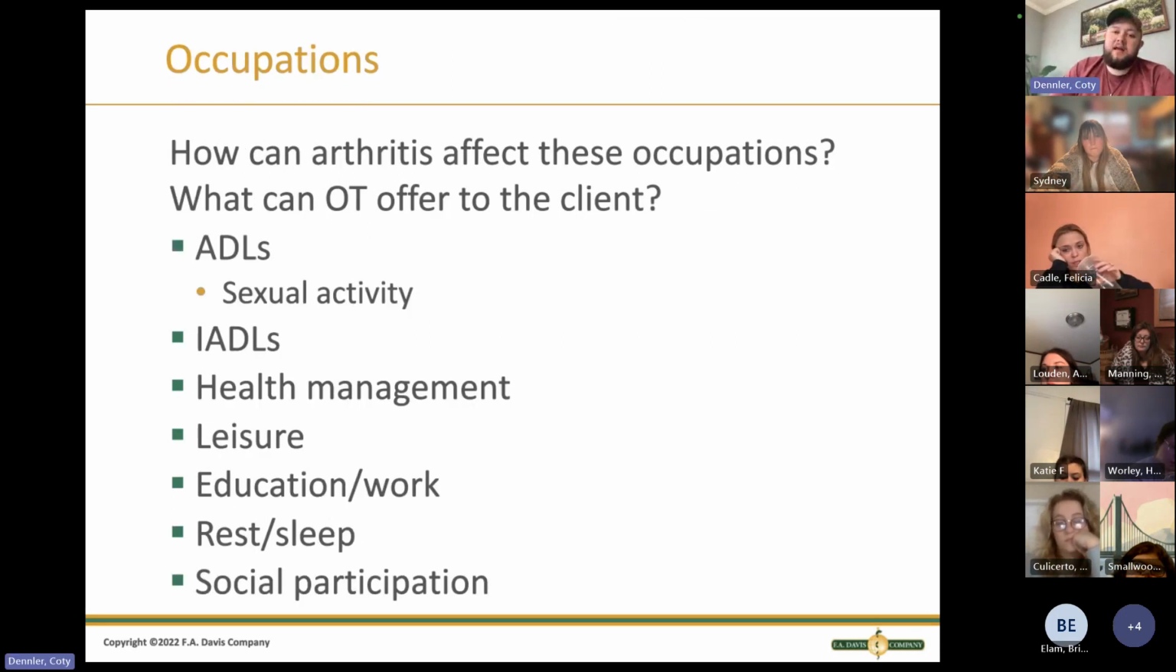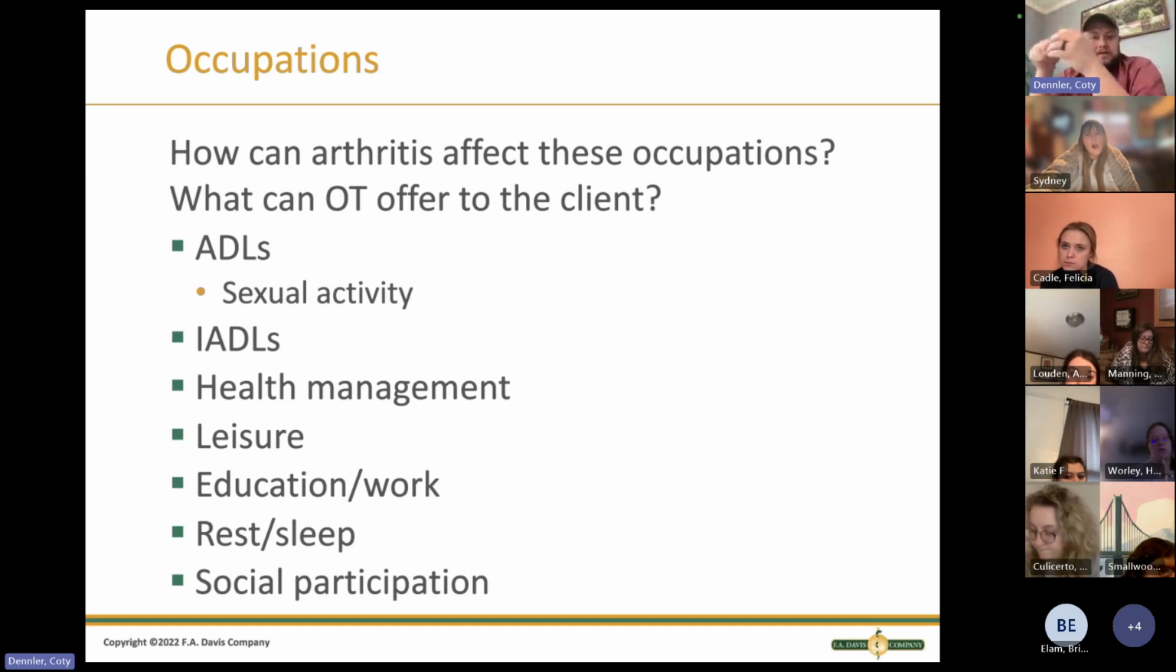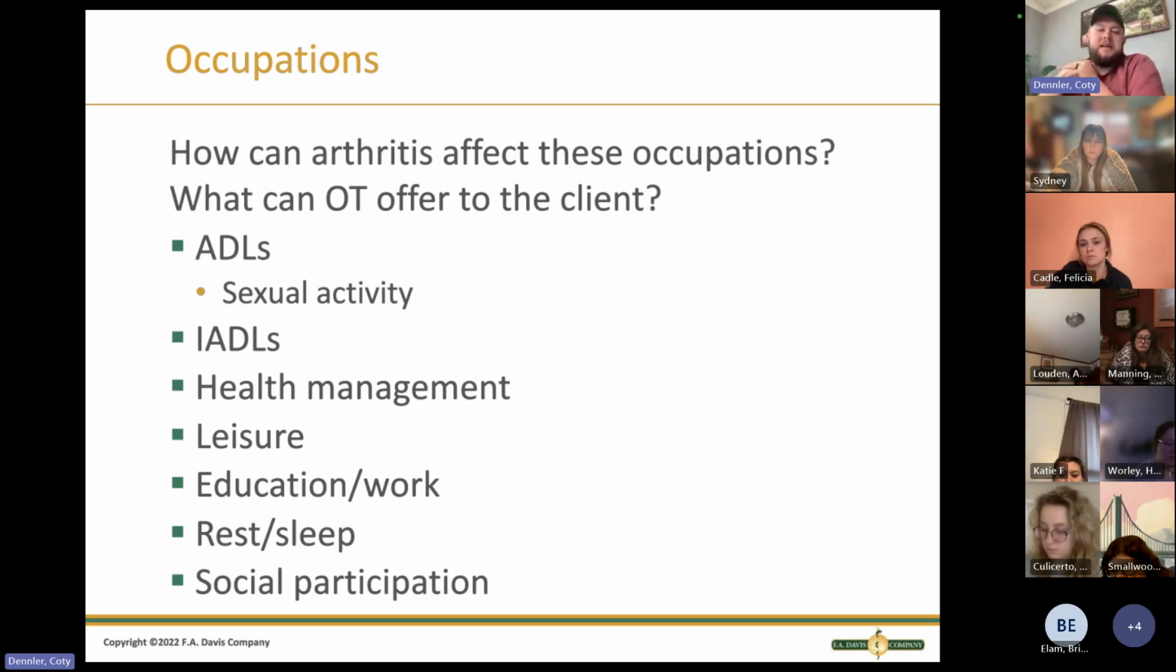So our last slide here is about occupations. When you think about arthritis, think about every way that this is affected. I talked to you about lupus and parking closer to the grocery store, osteoarthritis and bowling, rheumatoid arthritis. If they have a flare up, it affects everything. You can go through this list by yourself and think about how does it address ADLs, IADLs, health management, leisure, all of these different areas of occupation. What is arthritis affecting and how is it different for each one of these diseases?